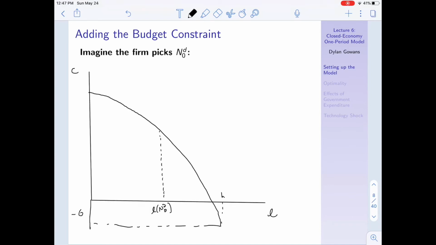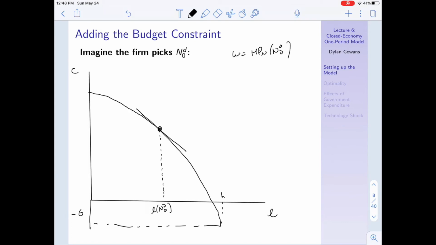If it thinks that, that means that it will pay a wage equal to the marginal product of labor at that point, right? We saw this in the theory of the firm, which is that the wage is just given by the marginal product of labor at any point. So in this case, ND0. So that means that it's offering the wage given by the slope of the production possibilities frontier here.